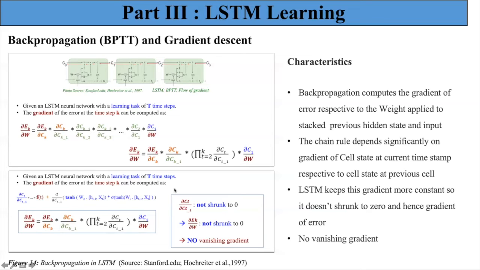So in that case, the gradient of the cell state doesn't shrink to zero, and hence the gradient of the error to the weight doesn't shrink to zero. And hence, the weights are actually updated more frequently, and the LSTM keeps learning. And when it keeps learning, it remembers values from the previous and earlier cells, and that way it performs better than the RNN and solves the vanishing gradient problem.